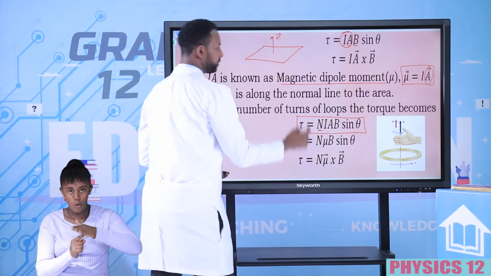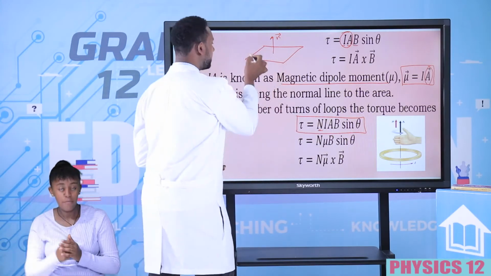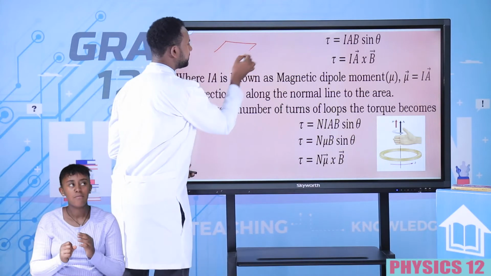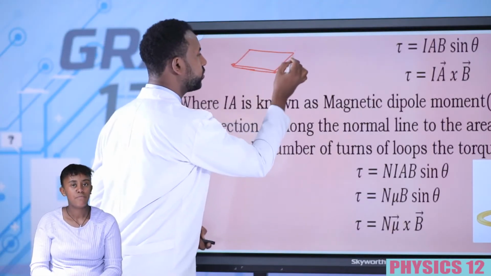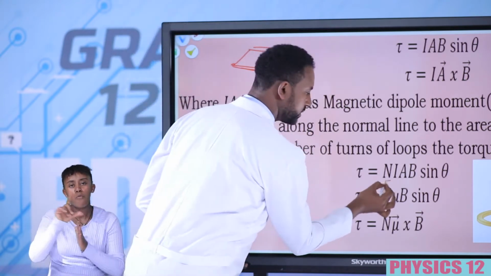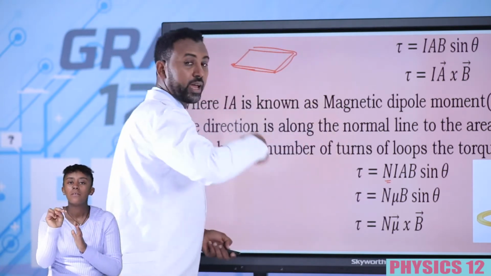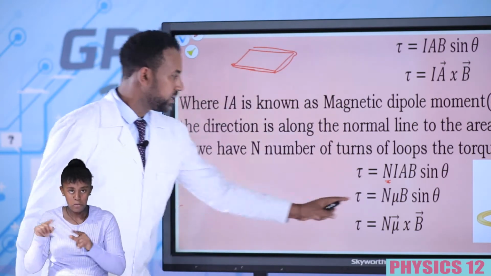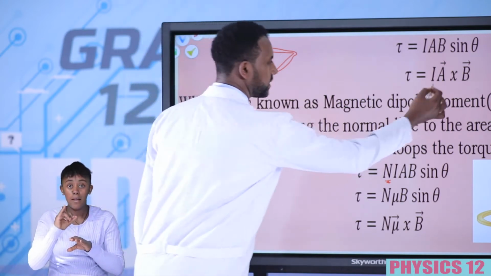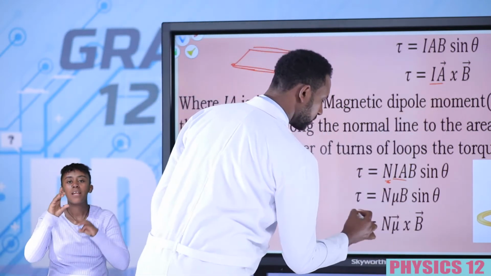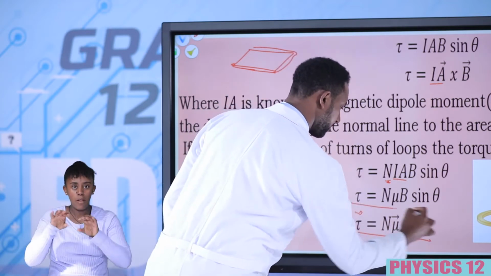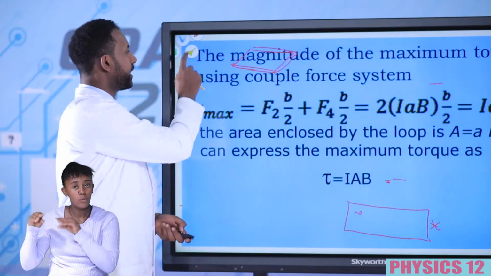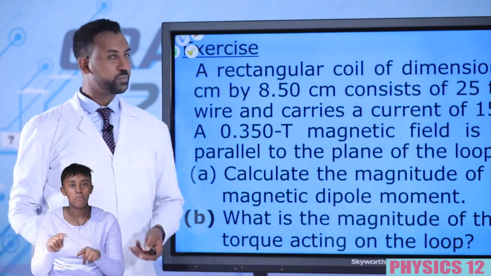If you have N number of loops, in this case we just have a single loop, but you might have a number of loops wound like this. Therefore, it's possible to use N, which means you have N number of turns or N number of loops. And current times A is already mentioned above, it's known to be the magnetic dipole moment. So we have a very important equation. So students, can you try to solve this problem? Please try that.